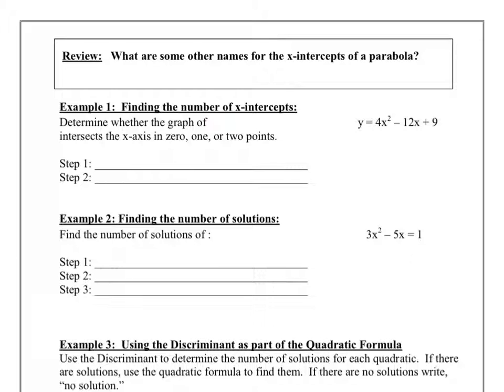Let's do a little bit of review first to figure out what are some of the other names that we learned for the x-intercepts, where it crosses the x-axis. Today we talked about it being called a solution, and earlier we learned about it being called a root, or the zeros. All of these mean x-intercepts. Let's try to determine whether the graph of the equation to the right has 0, 1, or 2 points. The first step here is to set up the discriminant.